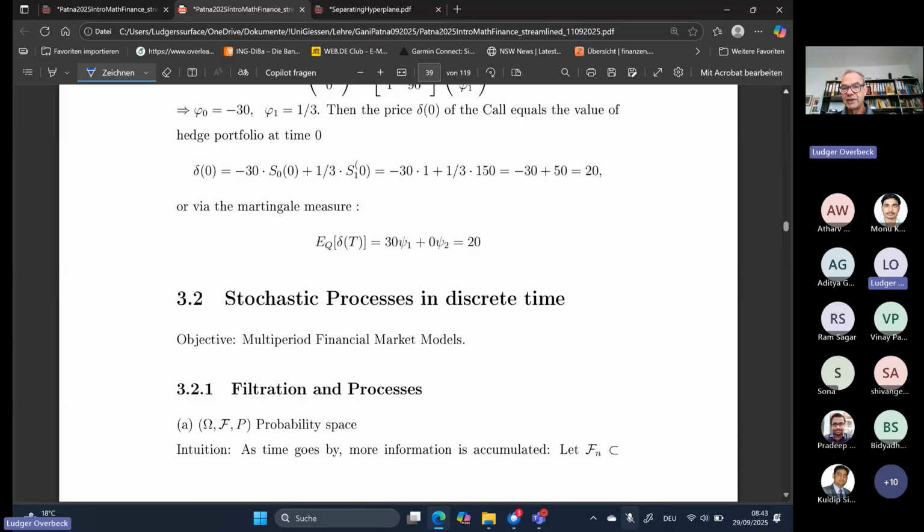Who of you have learned about stochastic processes in discrete time? Please raise your hand or whatever. I don't know how you do it. Please tell me whether this is somehow new for you.